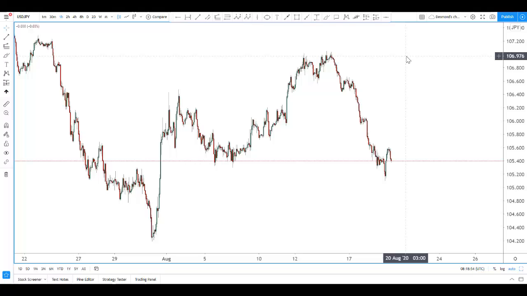Hey guys, welcome back to another session of using technical analysis to find good trading setups. So today we're looking at dollar yen. Why I'm looking at dollar yen is because there's a really nice setup here.